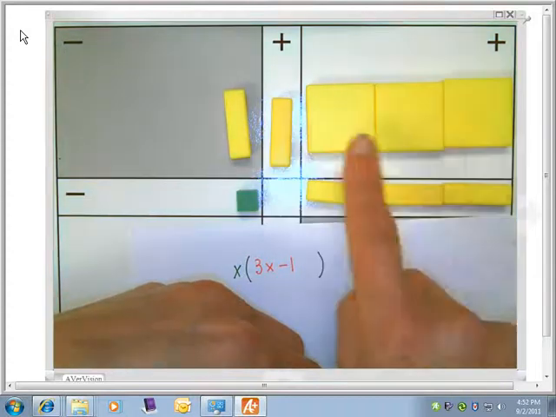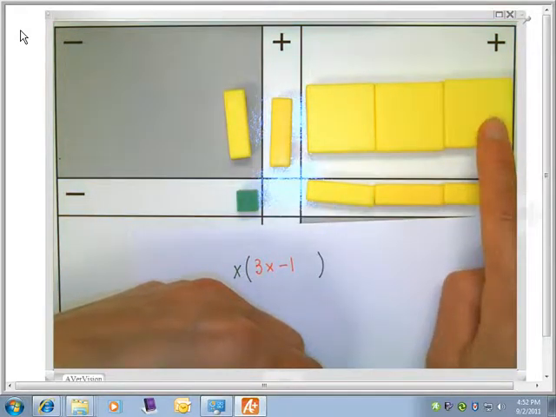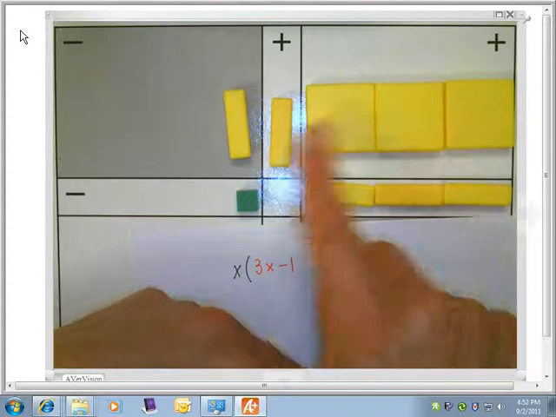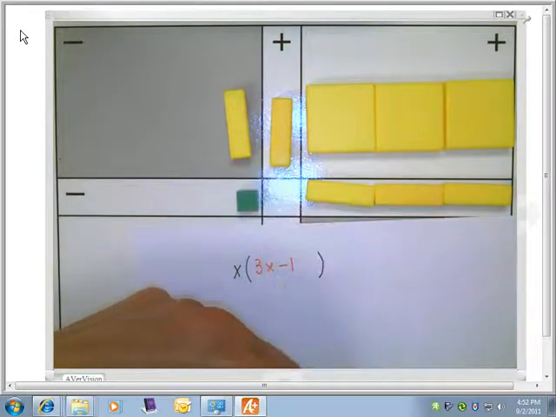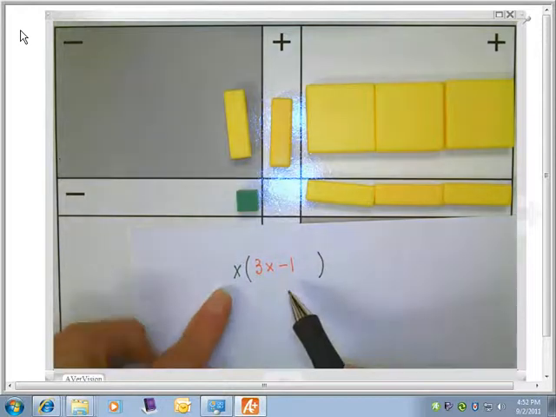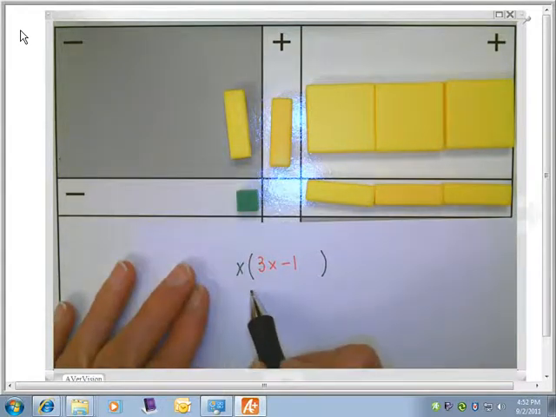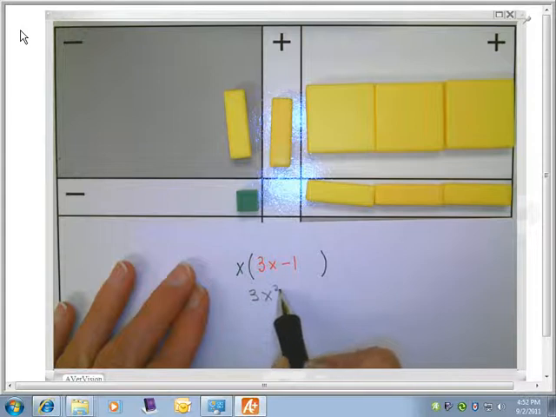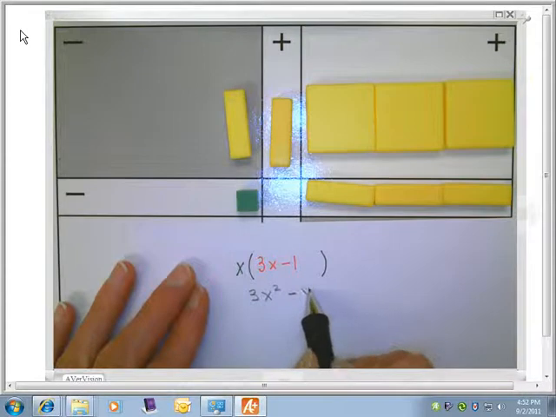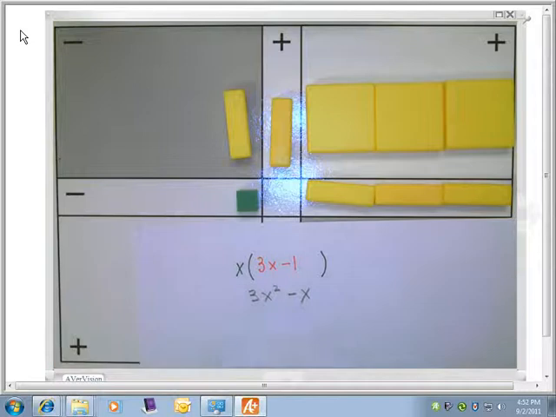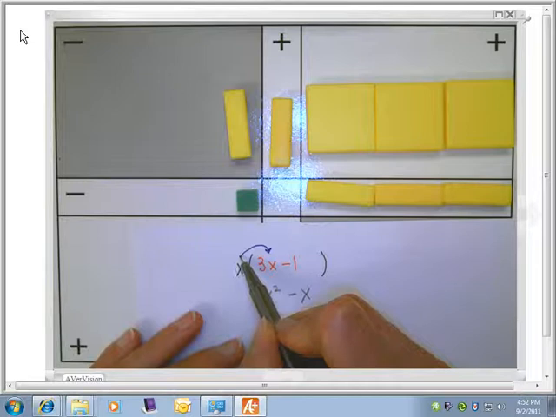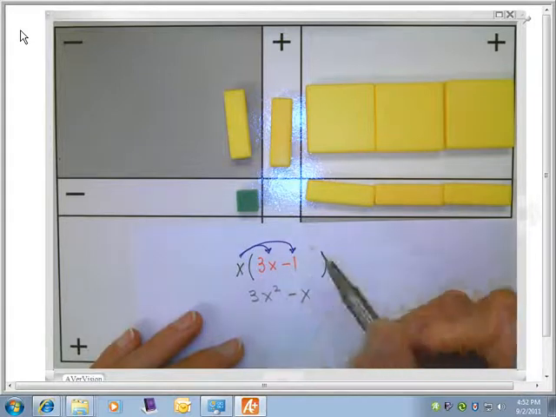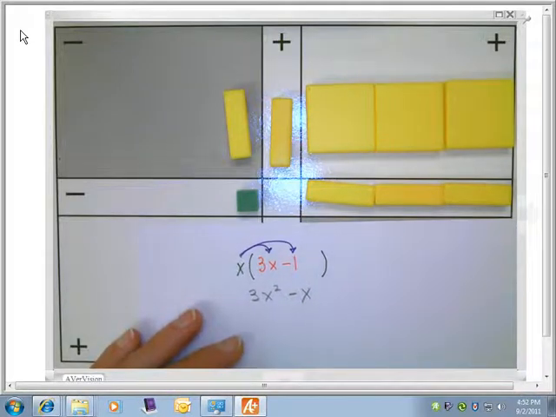So how many x squares do I have? I have 3 x squares, and I have a negative x. So when I multiply this out, I have 3x squared minus x. So maybe you can see that this simply distributed to both terms. And that's how we get that answer.